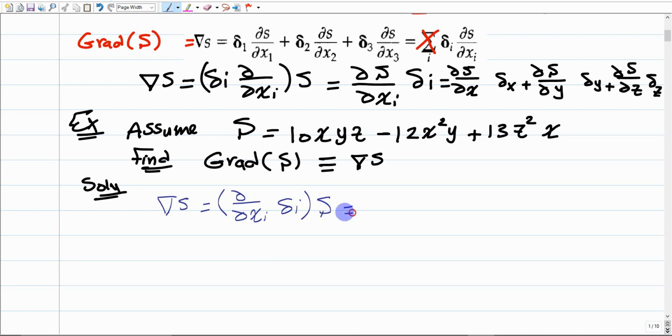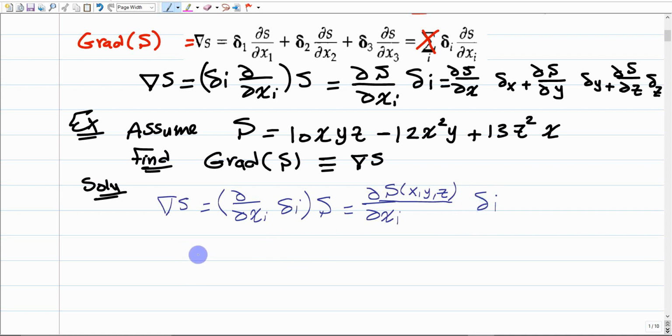Make sense? So then you can just multiply the S here and carry delta_i outside the parentheses. So we're going to end up with the partial with respect to x_i of the S itself, and remember that S is already a function of x, y, and z, right? And this should be multiplied times delta_i, where delta_i refers to the fact that this is a vector quantity.